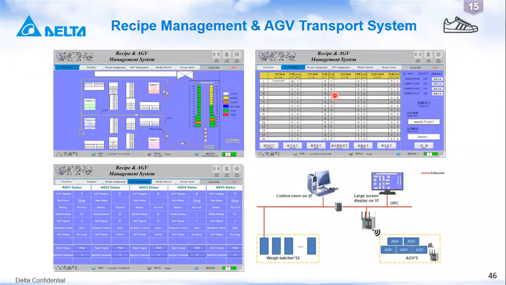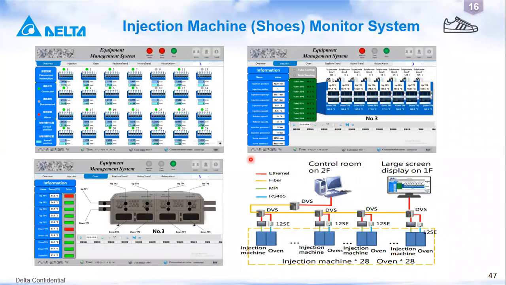Okay, next one is a recipe management or AGV transport system. This is a shoes factory. So we do two things. First one, we do the recipe. We integrate all the customer recipes into the system, and then do the auto management. And then also we link to the AGV system. So every time when the material room finishes packaging all the material, they use the AGV to transport it to the production lines.